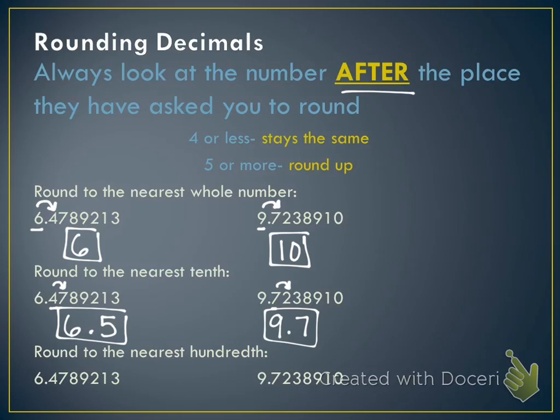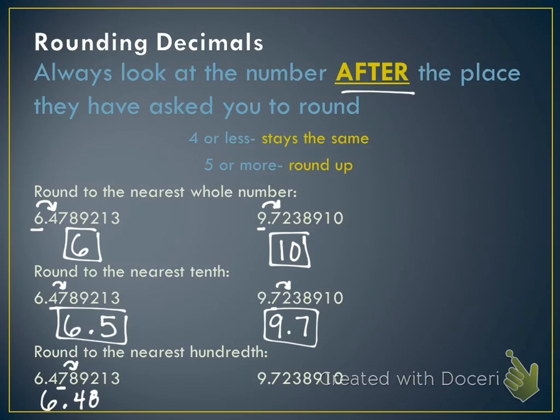Yes, in the hundredth spot. It says 7. The 7 is in the hundredth spot, and so what am I going to look at to tell me where to round? The 8. And what does the 8 tell me to do to that 7? To raise it up 1. Raise it up, so 6.48 is my answer.